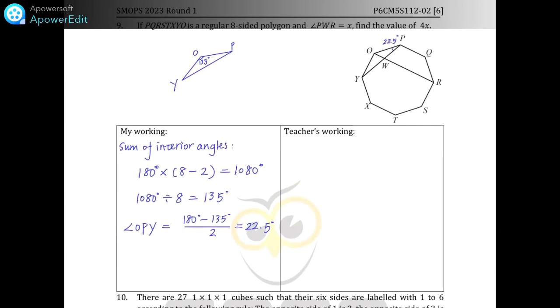Then you look at the trapezium PQOR. So these angles are 135 degrees. Now the other two angles are the same, so we can find that POR is 180 minus 135. So the smaller angle is 45 degrees.